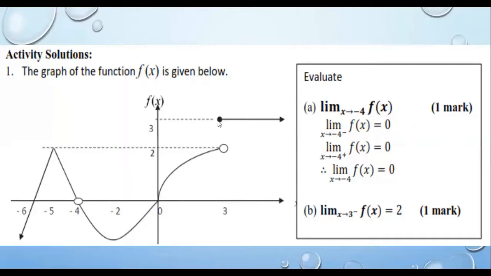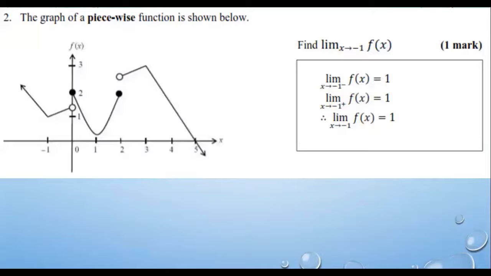For example, if the question was saying the limit as x approaches 3 from the positive side, then you would come from this side and follow this graph, and when x is 3, your answer will be 3. From the negative side it will be 2, from the positive side it will be 3. Two different answers. But the question says from the negative side, so you just have to write 2 as the answer.